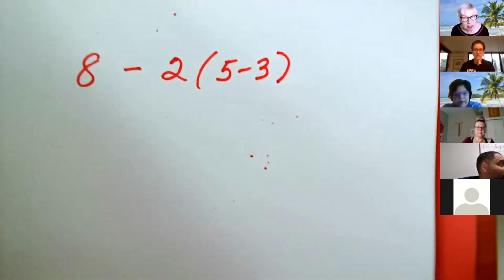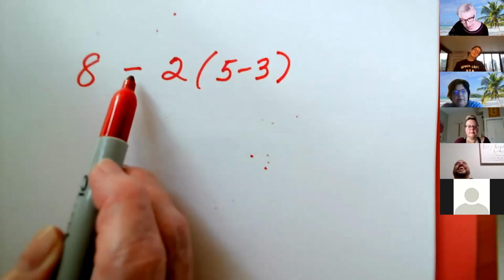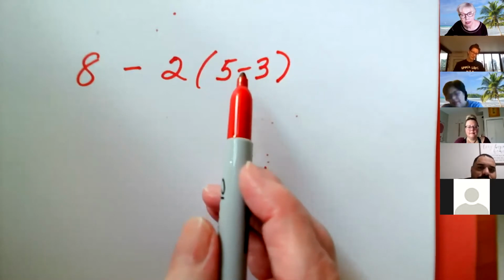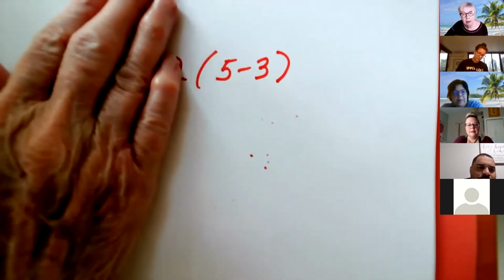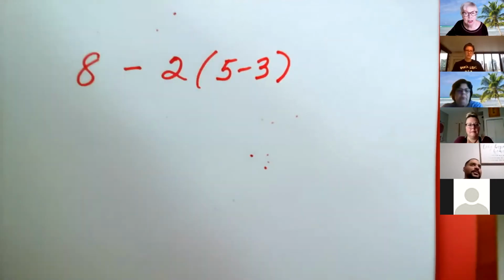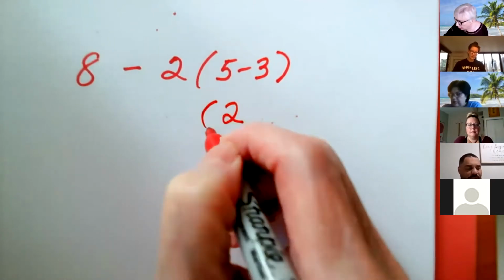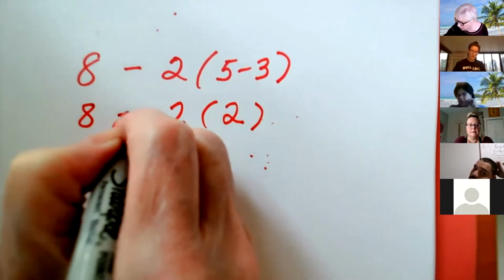This doesn't seem quite as bad, but you can get messed up here. This subtraction is last, but this subtraction is first, and the reason it's first is because parentheses makes it first. So really, you're ignoring the rest and just dealing with the computation inside the parentheses. So 5 take away 3 is 2. I'm going to copy the parentheses, copy the 2, and then copy the rest.